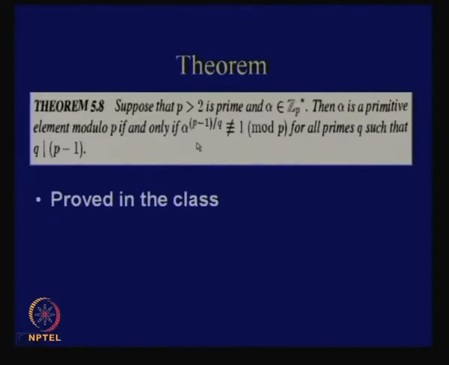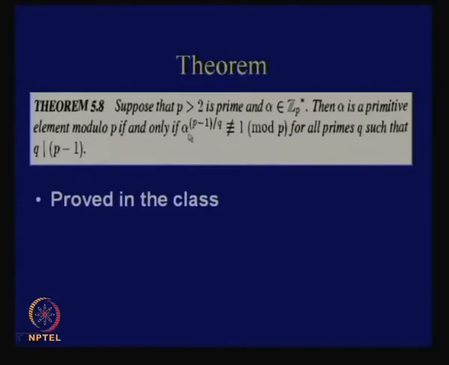Okay. So, for the primitiveness, it says that suppose that p is greater than 2 is prime and alpha belongs to Zp star, then alpha is a primitive element modulo p if and only if alpha to the power of p minus 1 divided by q is not equal to 1 mod p for all primes q such that q divides p minus 1. Okay. So, how can I prove this result?